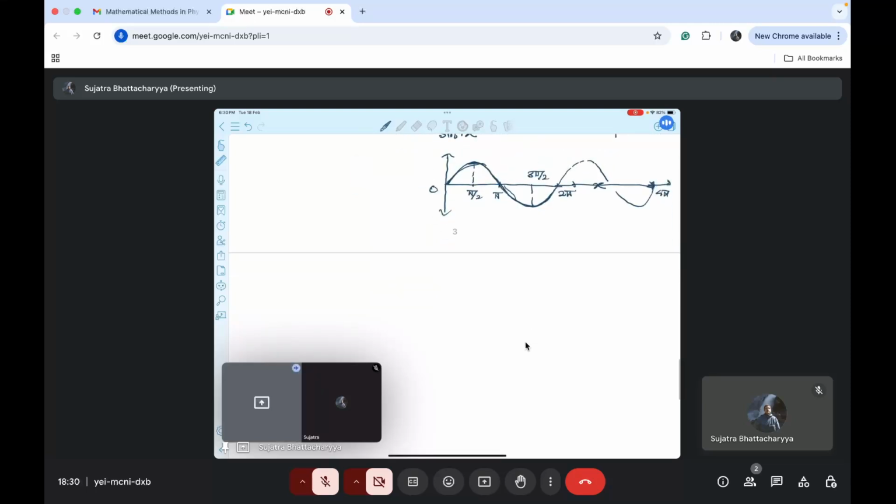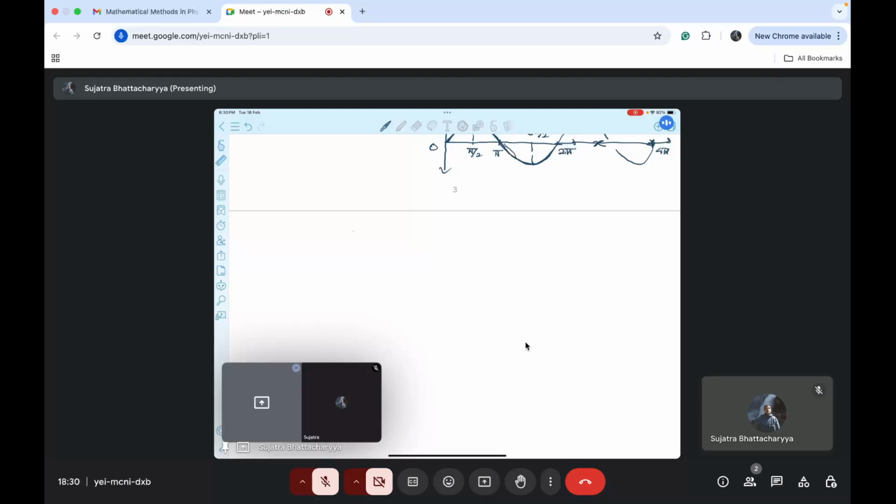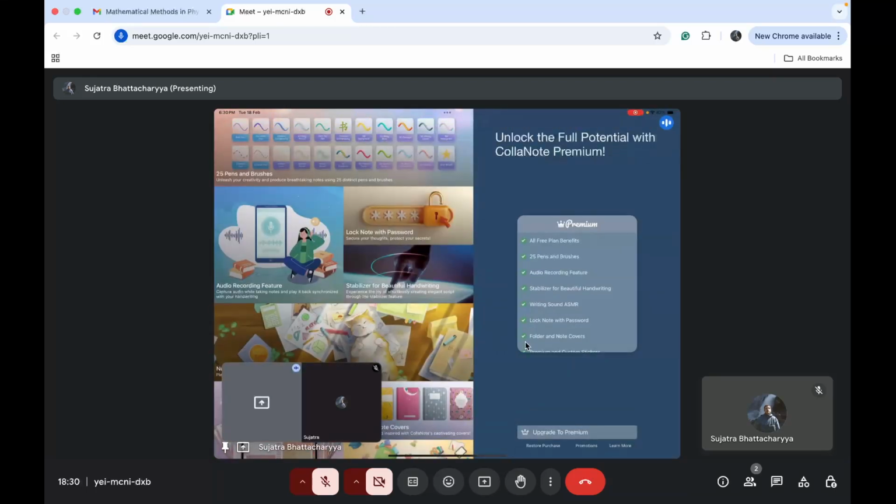Okay, now fine. This is one example with sine and cosine. Let's take another example: some amplitude A sin x plus B cos x. Now, in all these things, just check what the time period of the first function is.